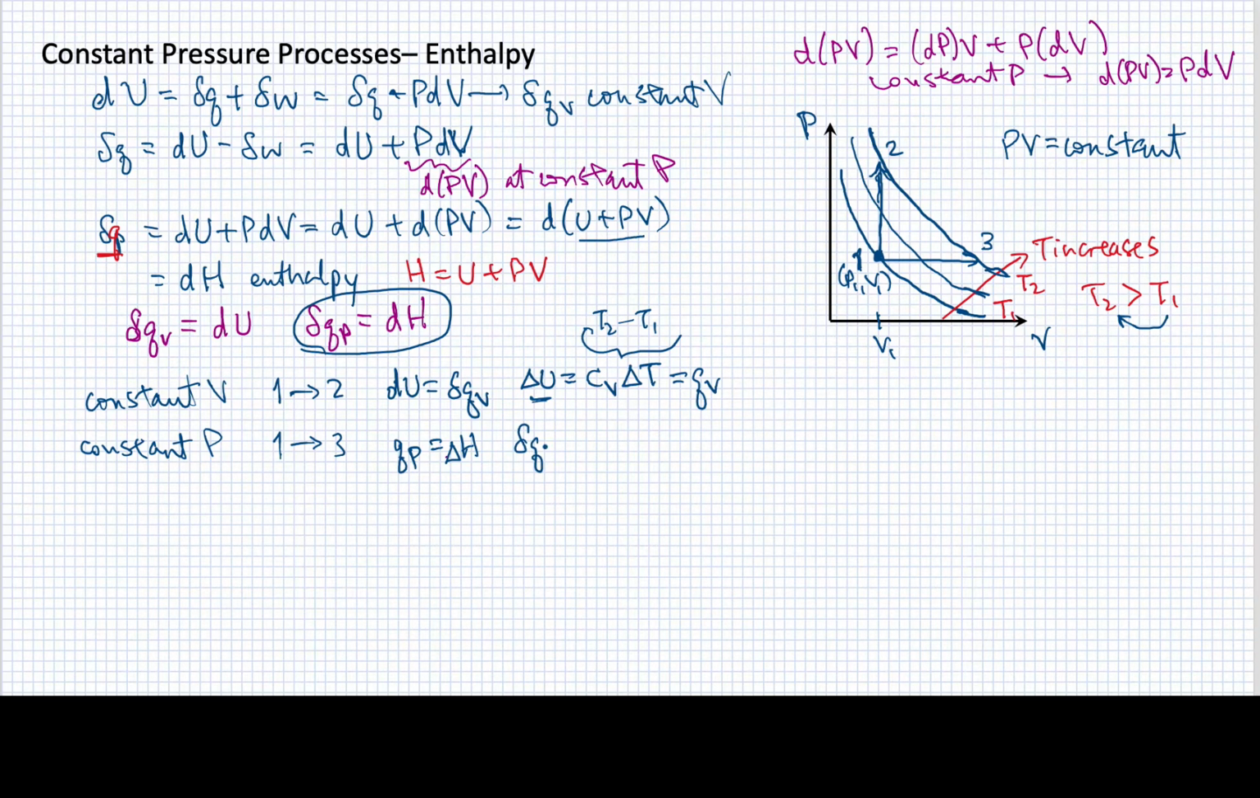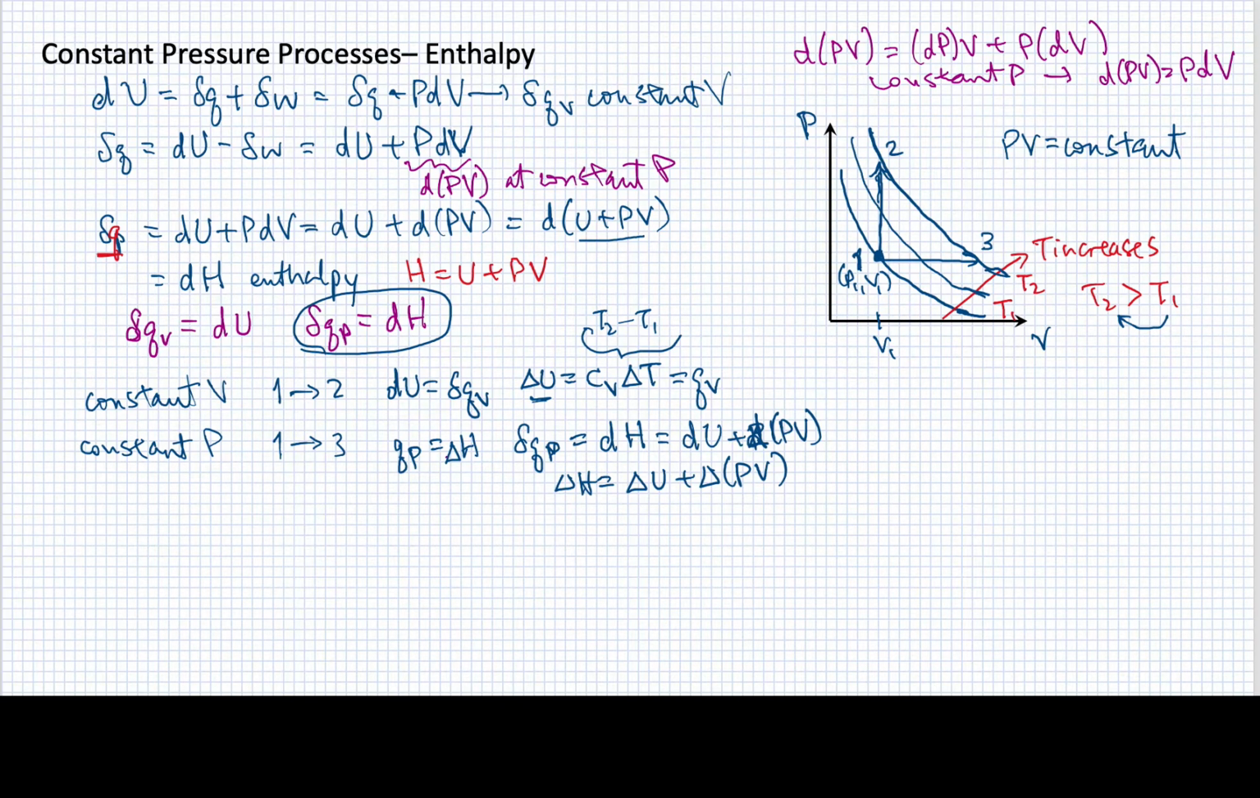Or I could write that the incremental change in heat along that curve is simply going to be the incremental change of the enthalpy, which is equal to the differential change of internal energy plus the differential of the product PV. Another way to write this out, by the way, is if I integrate it, I can write delta H is equal to delta U plus delta of PV. And that's a good way to distinguish these two things.